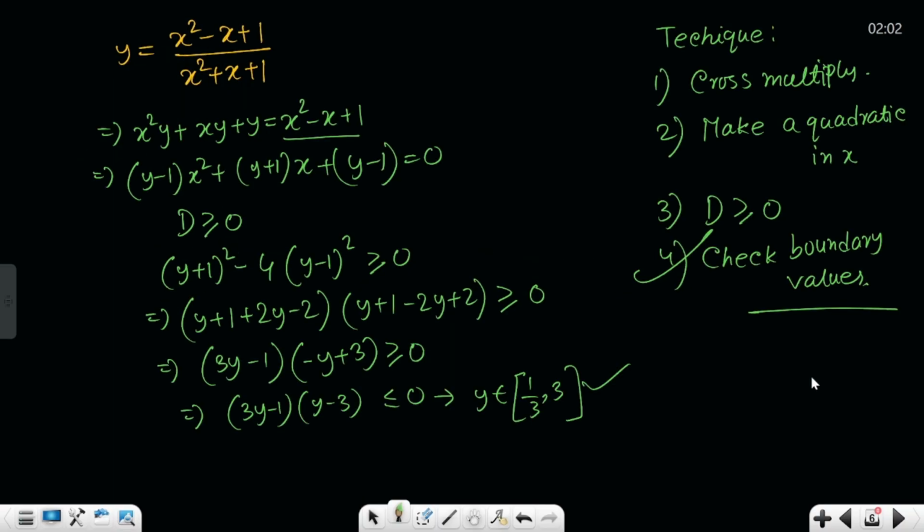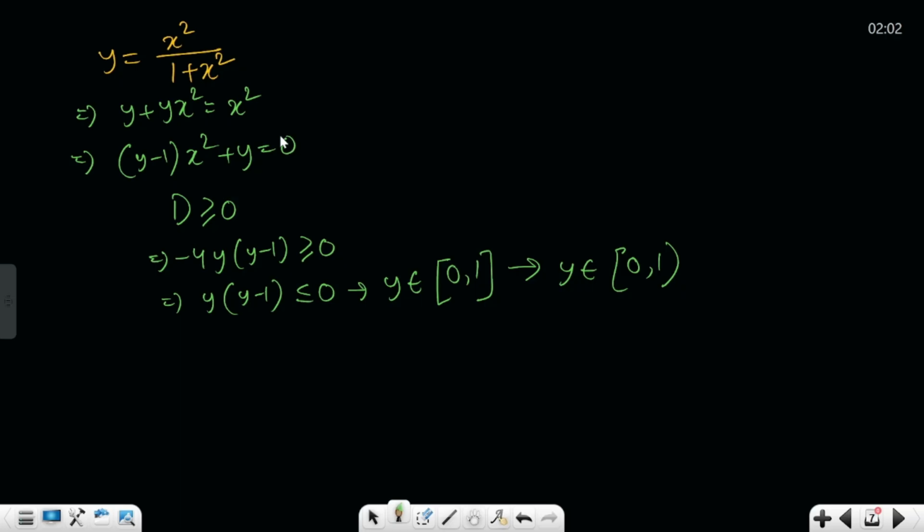Okay, so this step is very important. Now this can be solved in another way. From here you can say that x square is equal to minus y upon y minus 1. Now x square is always greater than or equal to 0, so minus y upon y minus 1 should be greater than or equal to 0, or y by y minus 1 is less than or equal to 0.